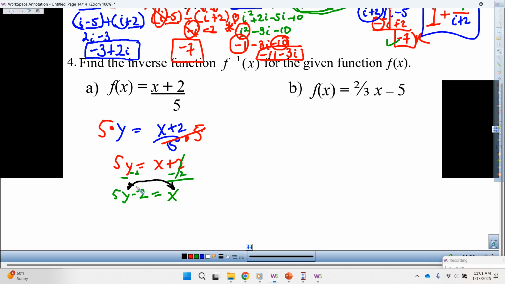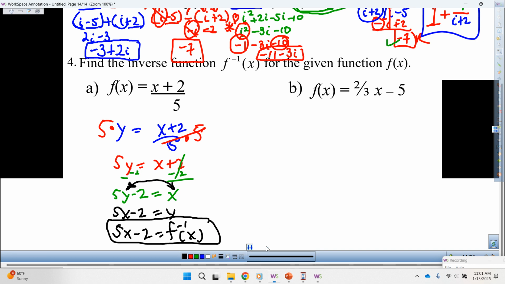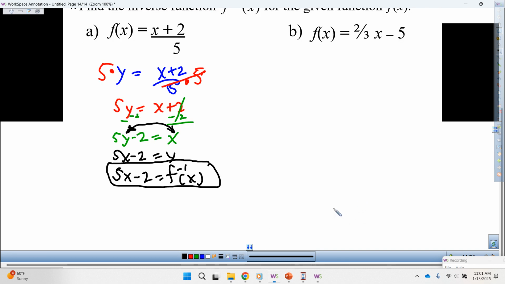So this is 5x minus 2 equals y. And then, of course, we change that to 5x minus 2 equals f inverse of x. Woo. Man, I love these. These are pretty good.